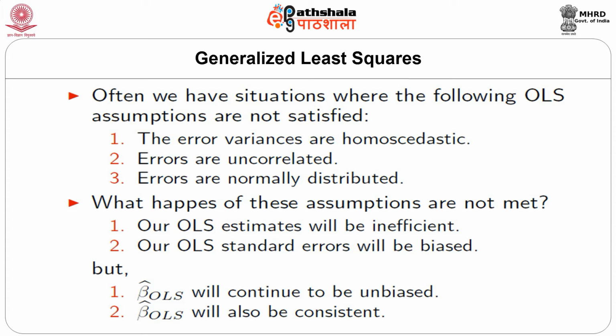We know that if these assumptions are violated, our OLS estimates will not be efficient anymore, which means there could be other estimates which have lower variance than OLS, and also the OLS standard errors will be biased. However, the OLS estimates will continue to be unbiased, which means the expected value of these estimates will equal the actual parameter value beta, and beta hat OLS will also be consistent, which means for very large sample size the OLS estimates of beta hat will approach the actual value of the parameter.